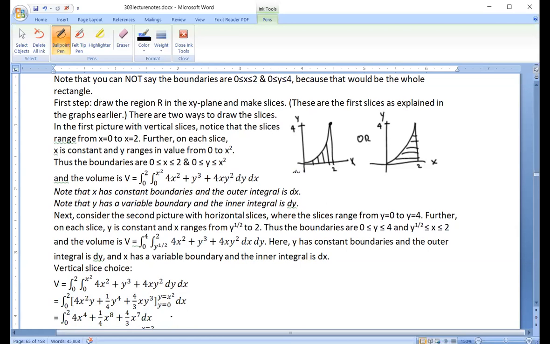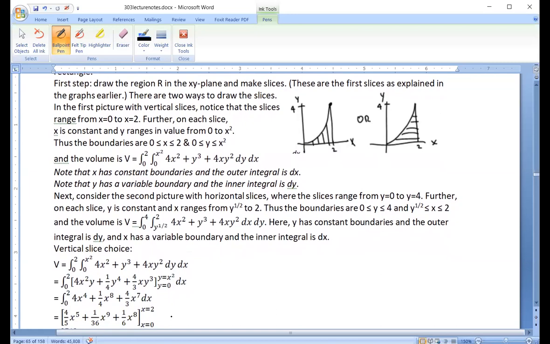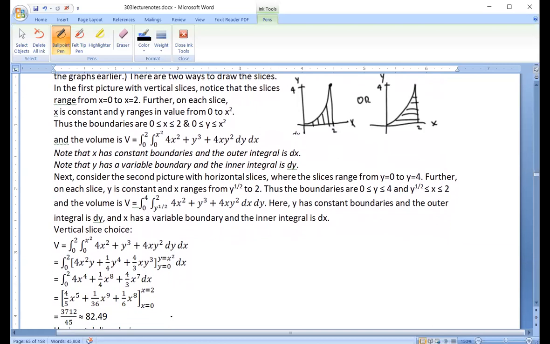Okay. So I hope everyone's following that, because this is the new tricky step where we're plugging in a variable boundary. Then from here, it's old business. We just integrate this with respect to x, which gives you 4/5 x to the 5th, plus 1/36 x to the 9th, plus 1/6 x to the 8th. And then you plug in the boundaries for x, 0 to 2. Doing the arithmetic, you just get 3,712 over 45, which is approximately 82.49. Okay, now that is calculating the integral as it was set up with vertical slices.